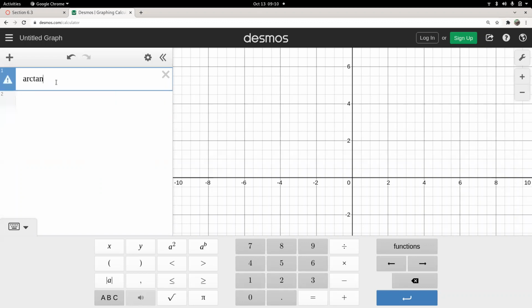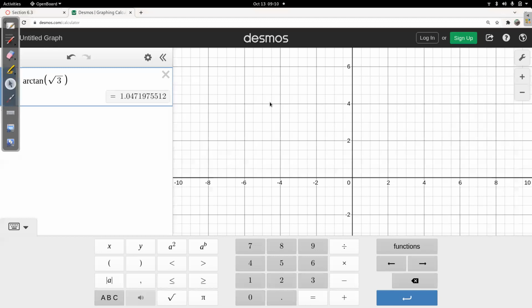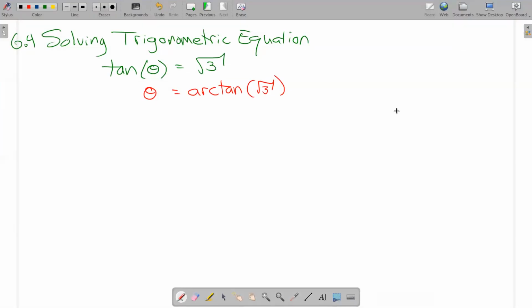Arctan of the square root of 3. And I get the number 1-ish. 1 what? What does that mean? Well, it's an angle. What kind of angle? Good question. Let's go back to the notes and see.